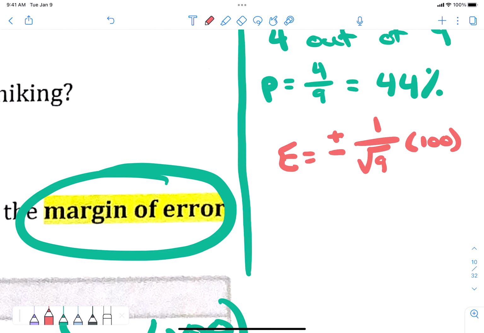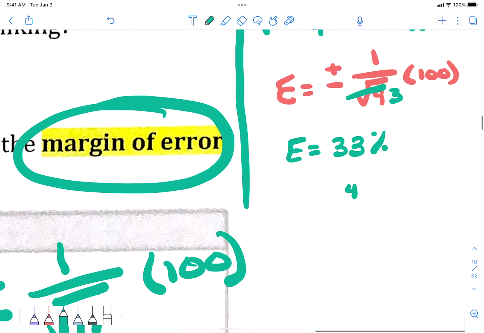What's the square root of 9? 3. What's a third of 100? 33 and a third. We'll just say 33%, okay? That is a really big error. Here's what that's saying. We said 44% had blue eyes in this class. But my error is 33%.